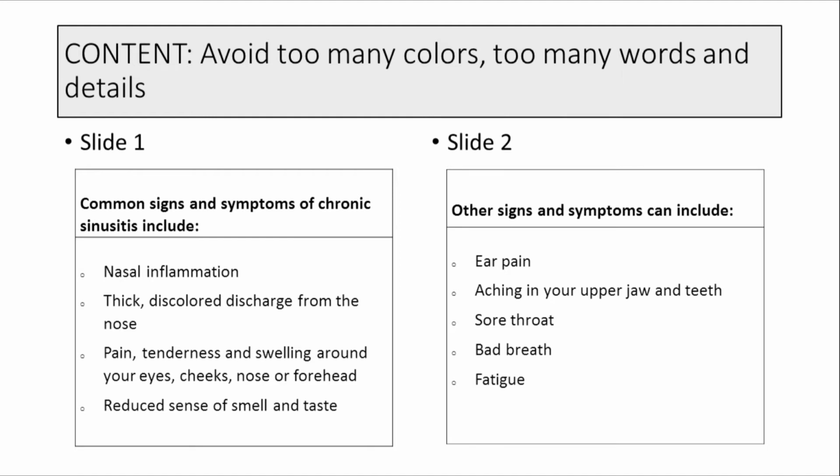Okay. Avoid too many colors, too many words and details. It's not a good idea to put everything on a slide. For example, if you want to talk about symptoms of sinusitis, you can group them and put them on different slides. On the first slide, you may talk about common symptoms, and on the other slide, you can mention other symptoms, such as severe symptoms.